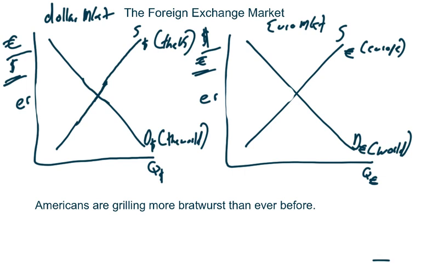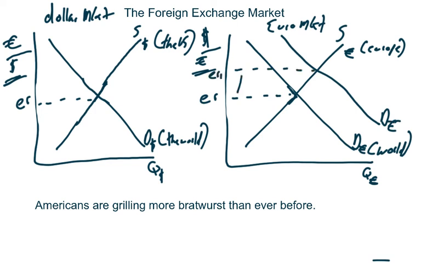So in this particular case, we have Americans grilling more bratwurst than ever before. Those of you who don't know, bratwurst are delicious German sausages. So if Americans are grilling more bratwurst than ever before, we can safely say that the United States is going to be demanding more euros, because if you're a German butcher, you want to get paid in euros, not dollars. So we have to demand more euros. And in order for us to buy those euros, we have to supply more dollars in the Forex market.